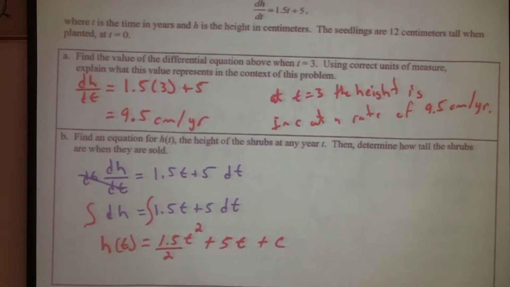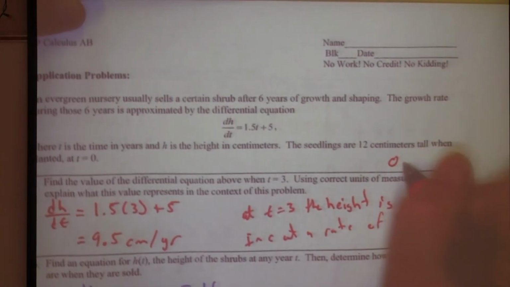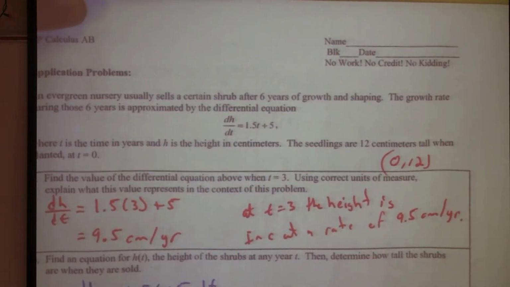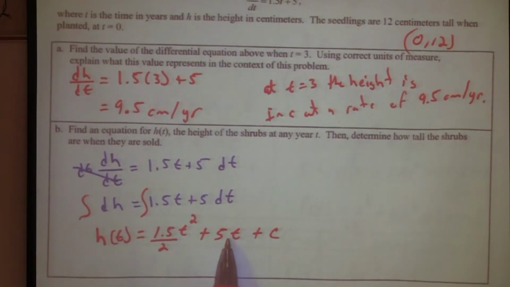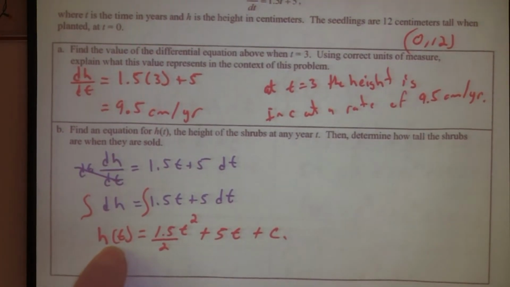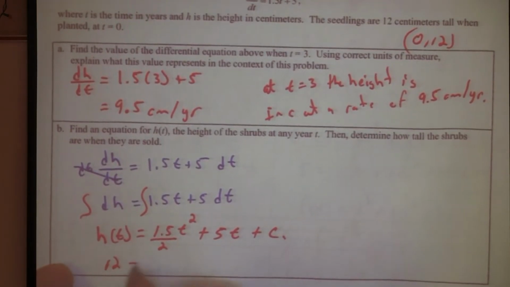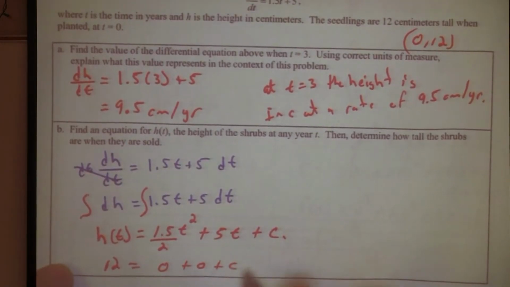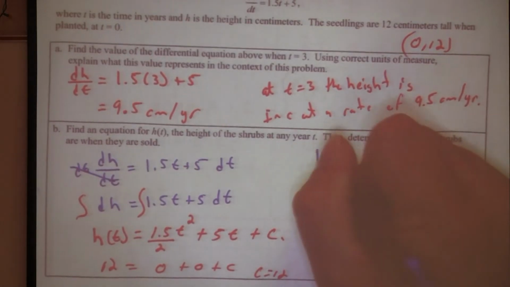So I need a point. What's the point? 0, 12. They gave it to us at the beginning, right? So we know we had this point (0, 12). At time t equals 0, the height is 12. So if I plug in 0 here and 0 here and it equals 12, what is c going to be? 12. Do I need to show that work? 0 plus 0 plus c. There you go. So what's my specific height function?